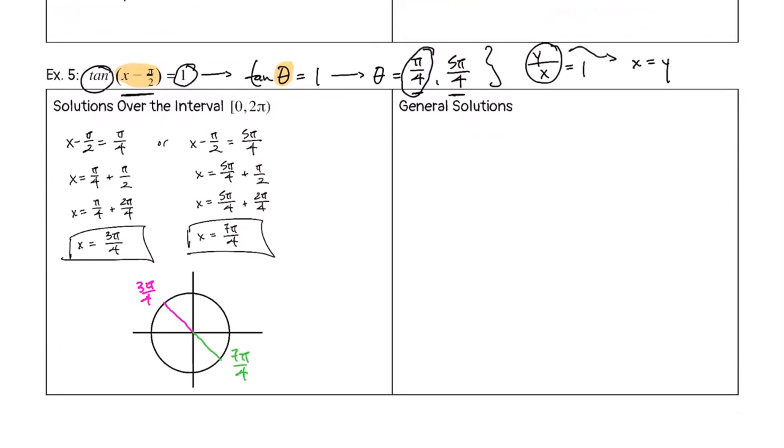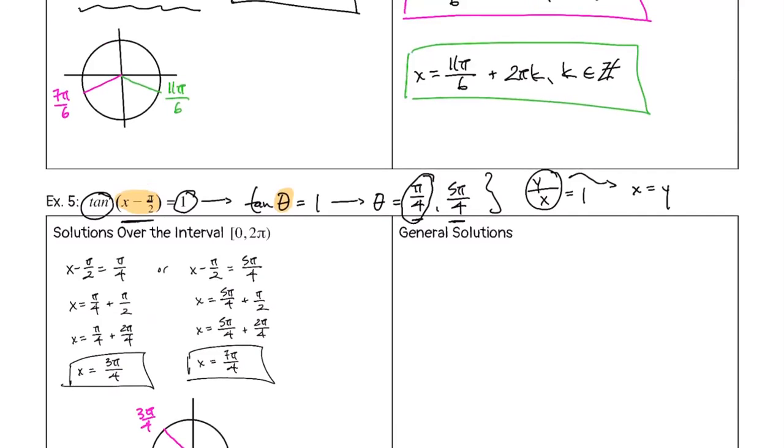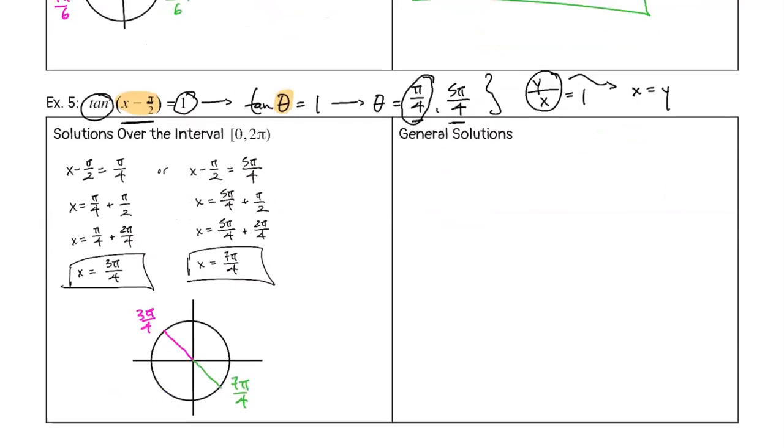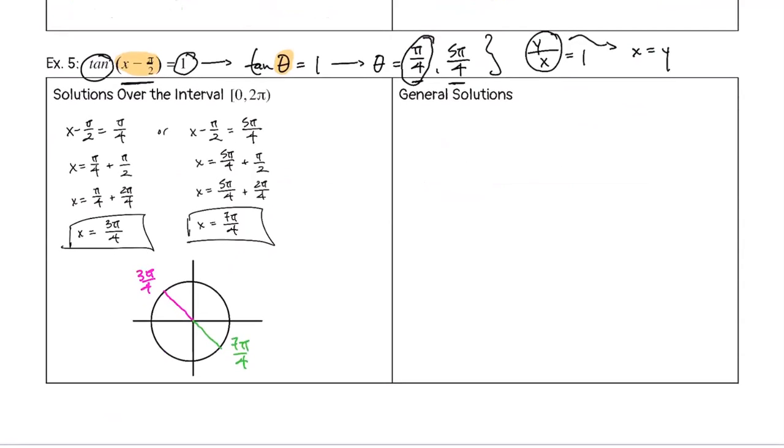Now, for question 4, I said, are the pink and the green angles exactly halfway around the unit circle from each other? And we said no, right? That's why we had to write them separately. But when we look at what we have for example 5, well, we could go around the unit circle multiple times to get the pink one. We could go around the unit circle multiple times to find the green one. But that requires us to write two separate equations.